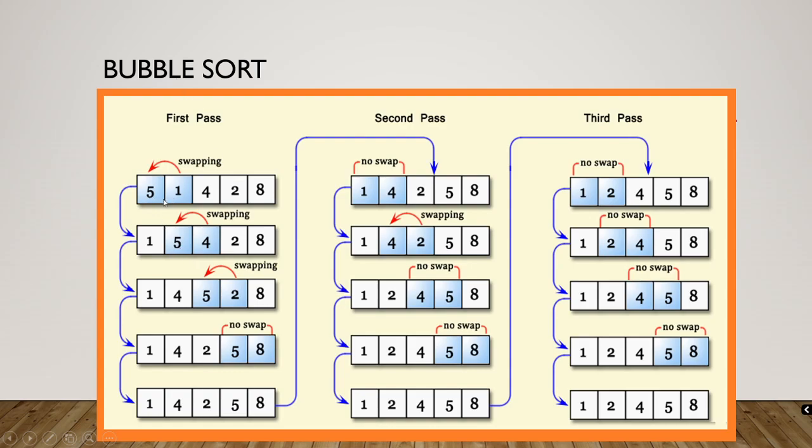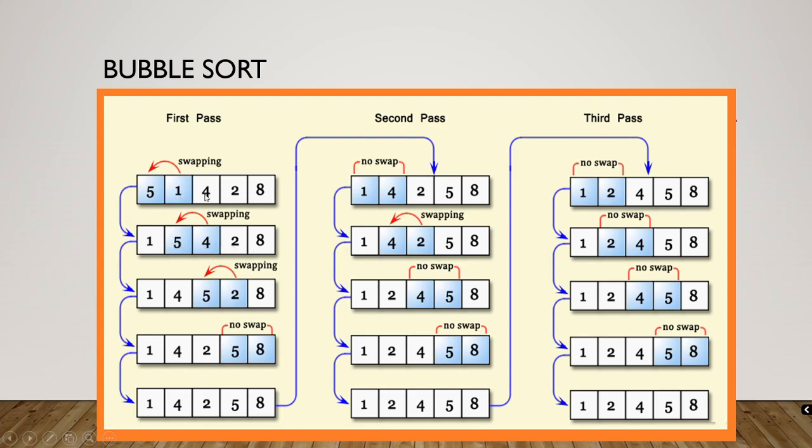Now I have to take the first two elements and compare to check which one is greater, whether 5 is greater or 1 is greater. 5 is greater than 1, so I have to swap. Now you can see 1 has come here and 5 is here. So 1, 5, 4, 2, 8.